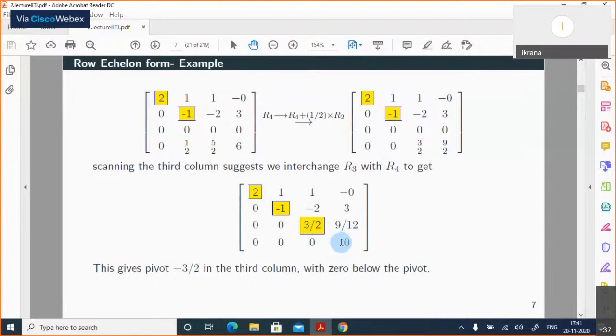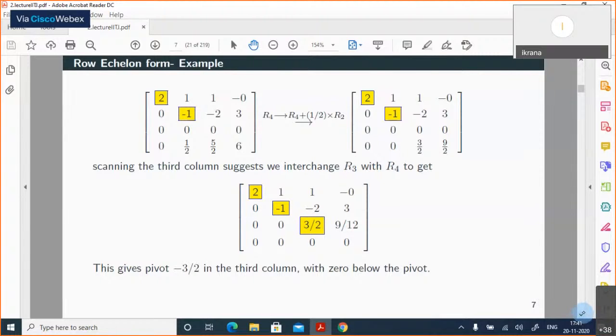And what is P1? P1 is the first place where a non-zero entry comes, so that is column number 1. So P1 is 1, P2 is 2 and P3 is 3. So those are the numbers associated with the row equivalent form.